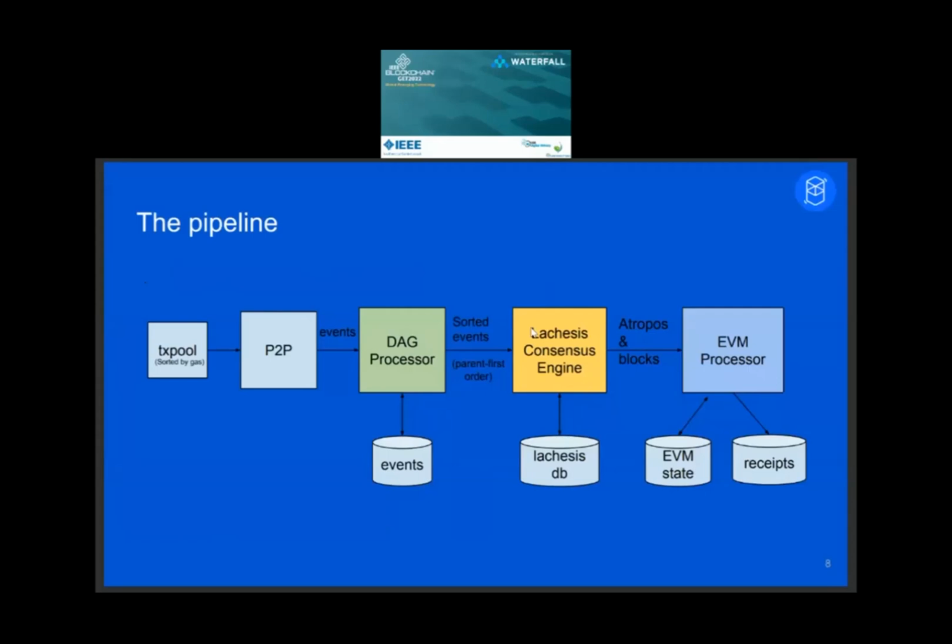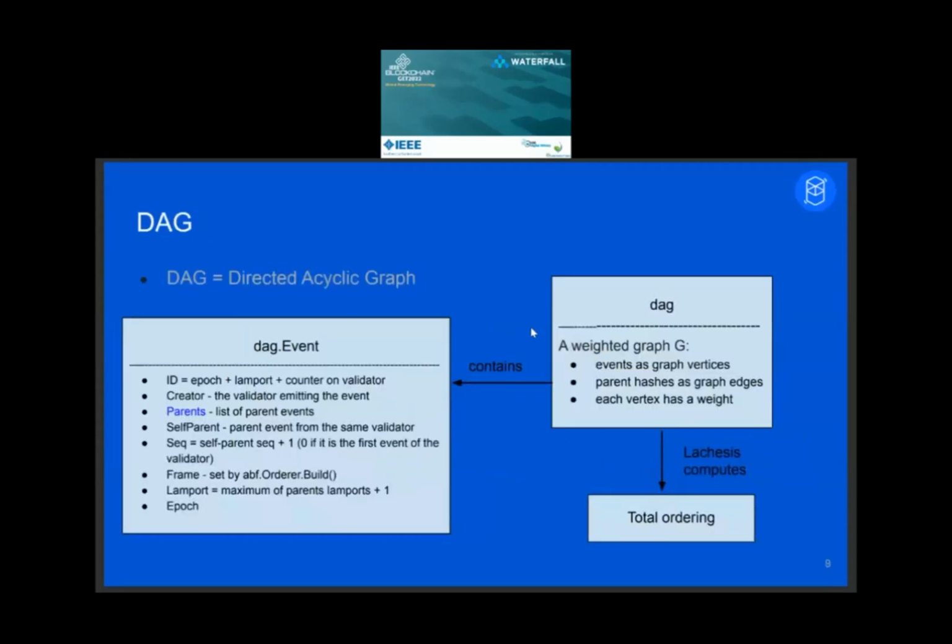In the next slide, let's start with some basics about events and DAG. So what is a DAG? In Phantom, a DAG is a weighted graph. Events are graph vertices, parent hashes are graph edges, and each vertex has a weight. So what exactly is stored in each event? Each event has an ID, the creator who made the event, the parents of the event, the self-parent, the sequence number, the frame number, Lamport timestamp, and the current epoch.